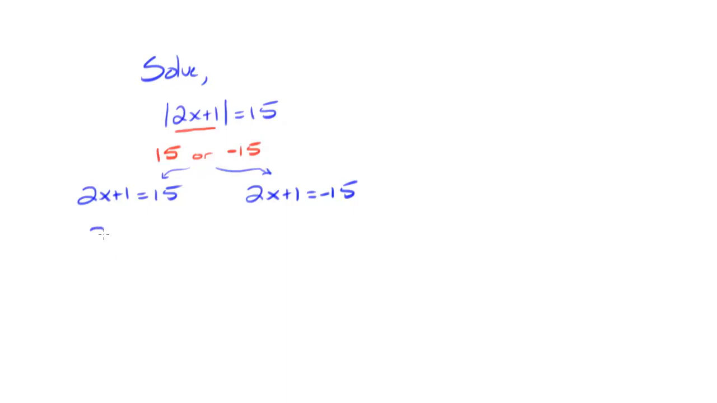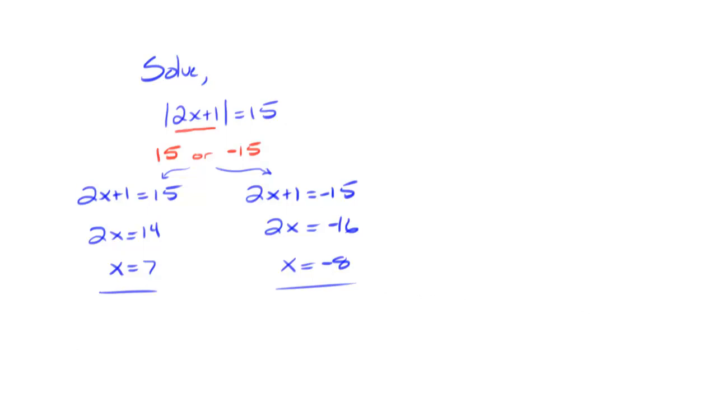I'll subtract 1 here to get 2x equals 14, and divide by 2 to get x equals 7. Over here, subtract 1 to get 2x equals negative 16. Divide both sides by 2 to get x equals negative 8. Those are our two solutions, so x equals 7 and x equals negative 8, and we are done.